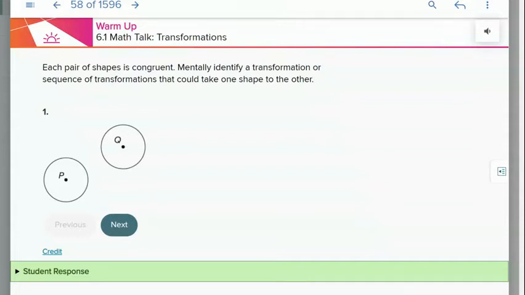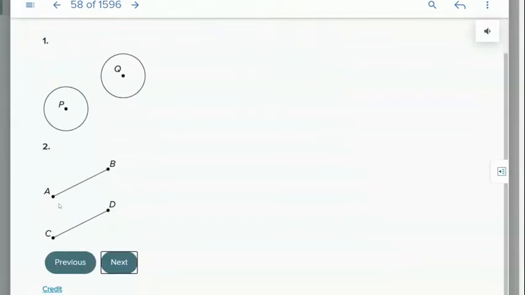All right, so mentally identify a transformation or sequence of transformations that can map one shape to the other. What does transformations mean? All right, P to map onto Q probably needs to go up and to the right, like maybe a translation back in 8th grade. So P would have to translate up and to the right to map onto Q. What about line segment AB to map onto line segment CD? It would just have to translate down, right?